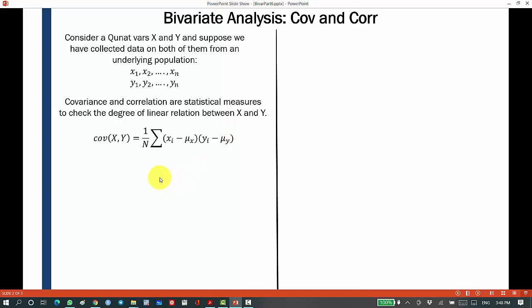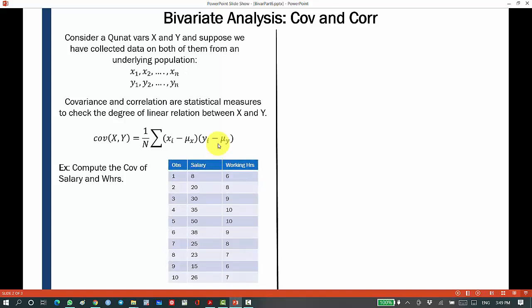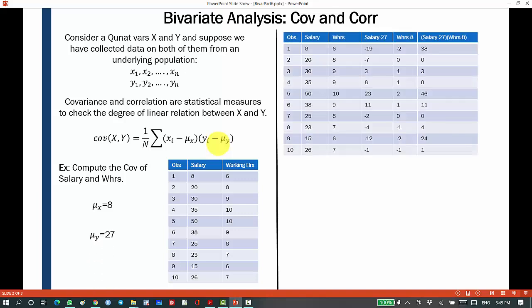The covariance of x and y is calculated by using the following formula: 1 over n times the sum of xi minus the mean of x times yi minus the mean of y. For instance, compute the covariance of salary and working hours. We have collected data on both of these variables, salary and working hours, from all 10 employees of the company. And we know that the mean of working hours is 8 hours and the mean of the salary is 27,000.